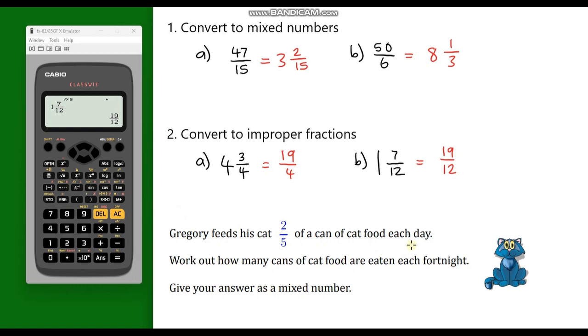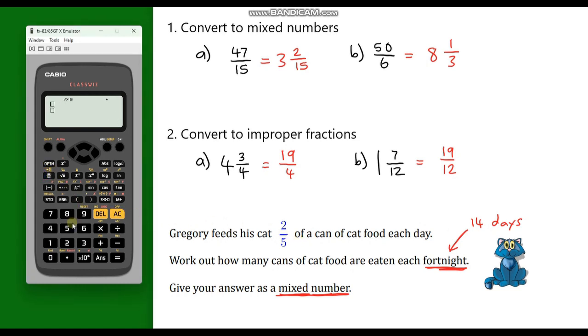Okay, let's just finish up with a problem-solving type of question. So Gregory feeds his cat 2/5 of a can of cat food each day. Work out how many cans of cat food are eaten each fortnight. And it says give your answer as a mixed number. So how much does he have in a fortnight? Well, a fortnight is going to be 14 days. If he's having 2/5 of a can each day for 14 days, to get the total number of cans he's going to have, we're just going to multiply.